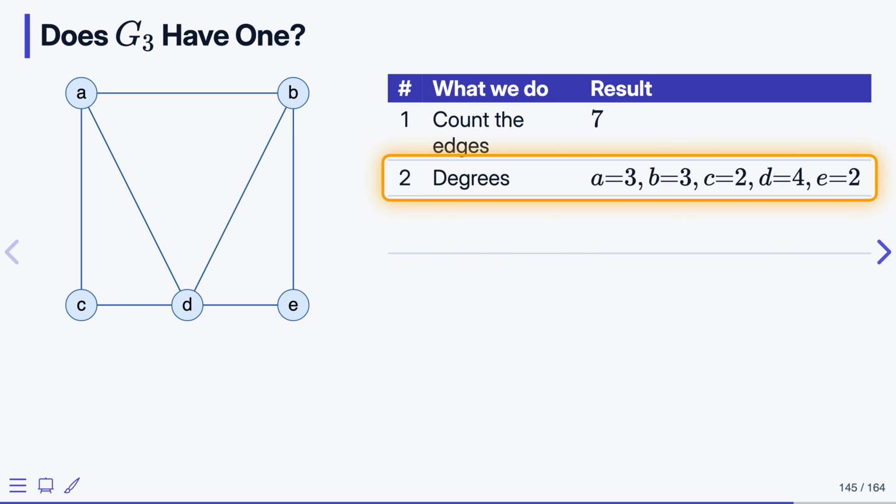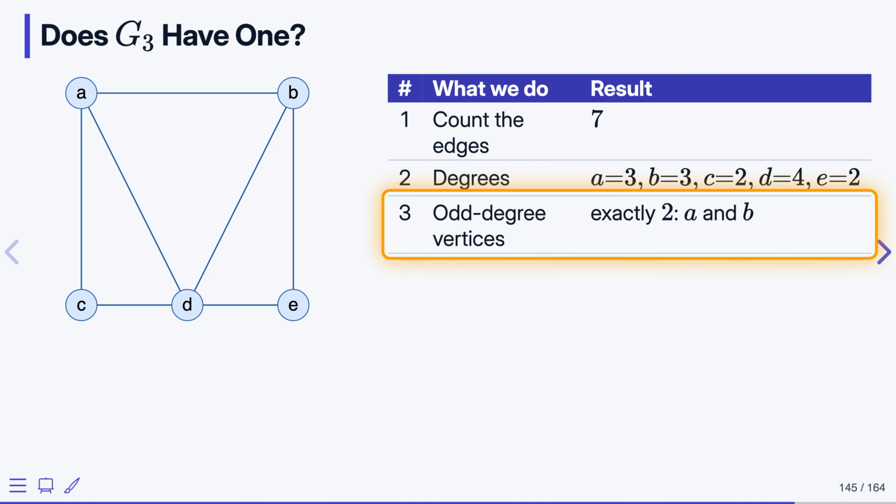Step 2. The degrees. A touches B, C, and D, so 3. B touches A, D, and E, so 3. C touches A and D, so 2. D touches A, B, C, and E, so 4. And E touches D and B, so 2. Step 3, which are odd? Just A and B, exactly 2 of them.